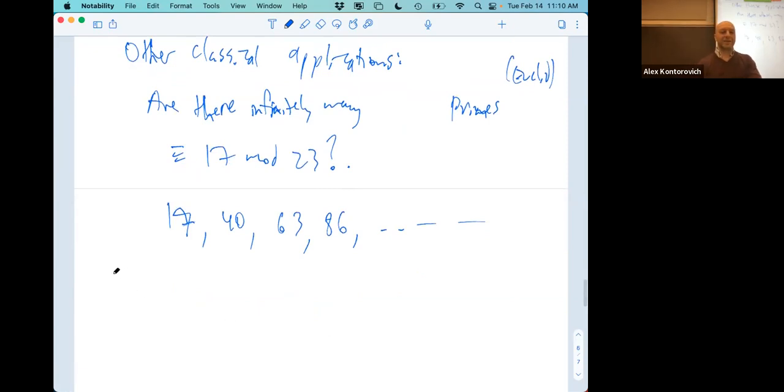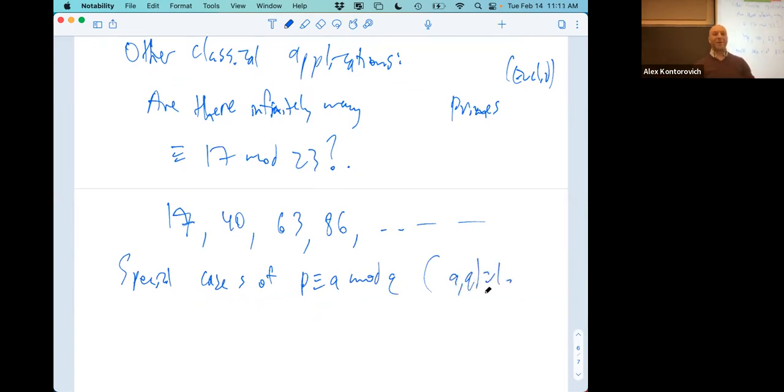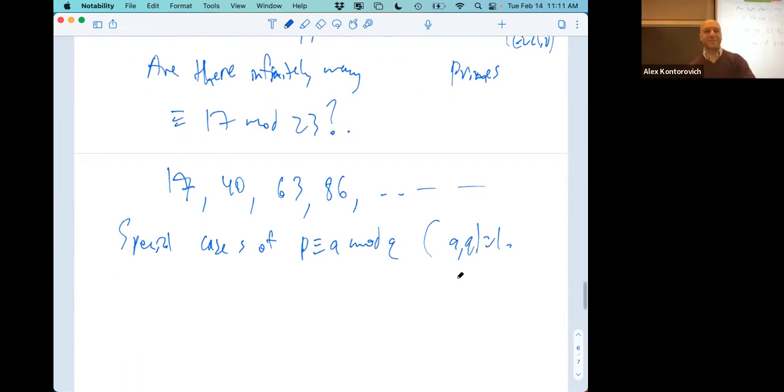And so special cases were known. Special cases of primes congruent to A mod Q. Of course, A and Q had better be coprime, or else there aren't many primes that are 5 mod 10. There's one, yes. So special cases were known before the general theory developed by Dirichlet.